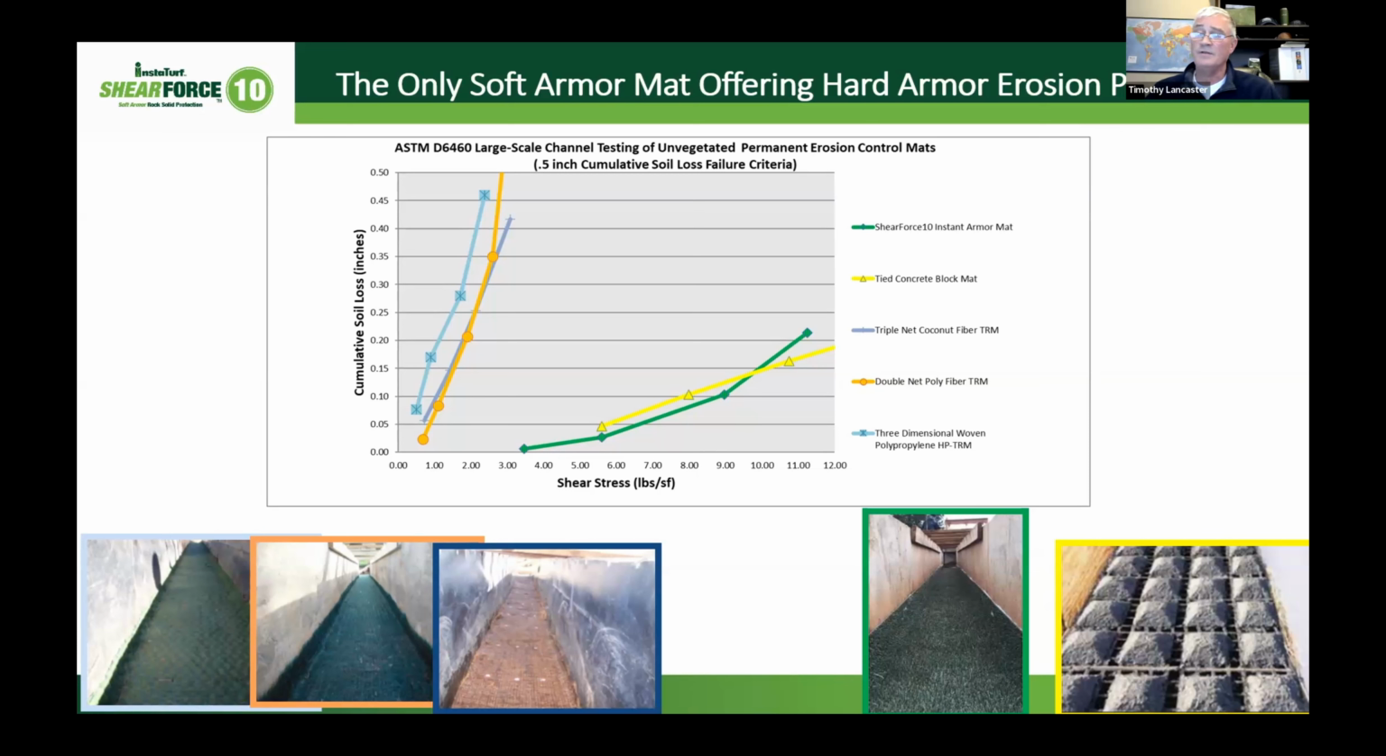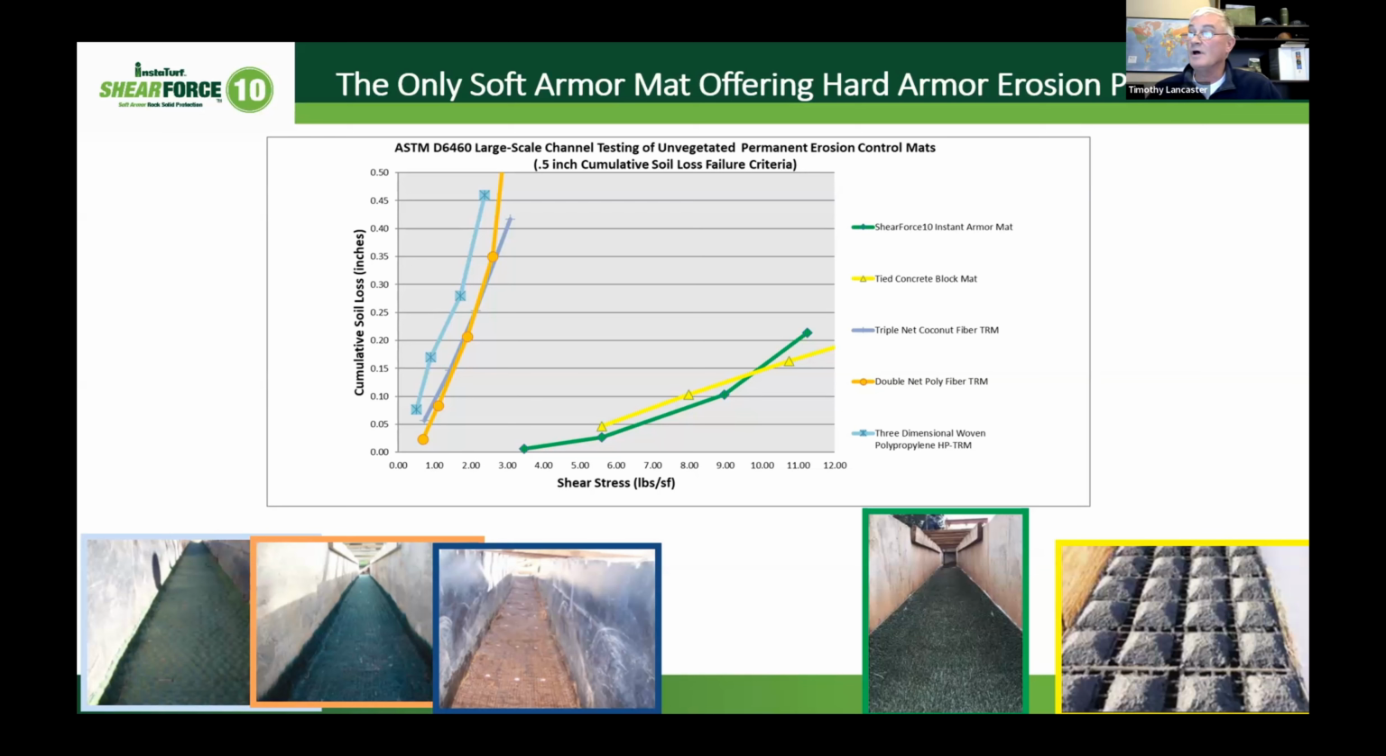Move to the right there, the yellow line is a tied concrete block mat, and then the green line is the Shear Force 10 Instant Armor mat. So you see the Shear Force 10 perform pretty close to or very similar to a tied concrete block mat through this test. The product was run up to between 11 and 12 pounds per square foot of shear stress, and it did not fail.